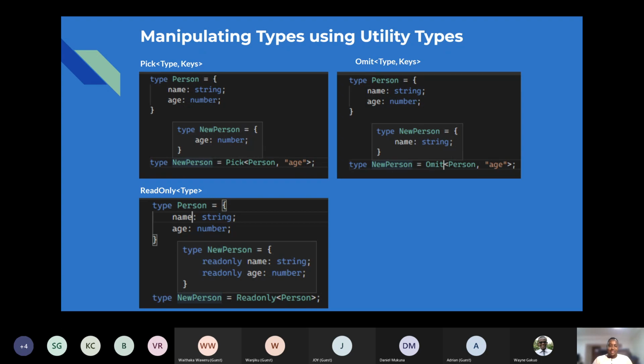The last one is Readonly, and this adds a readonly flag to each member. In essence, this is similar to the Partial type we discussed previously, but it marks the high-level fields as immutable, meaning once you assign them values, you cannot reassign them, or at least TypeScript won't let you, unless you decide to overrule it by asserting it to something else.